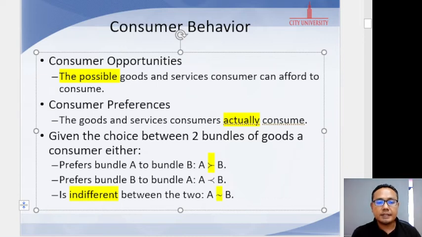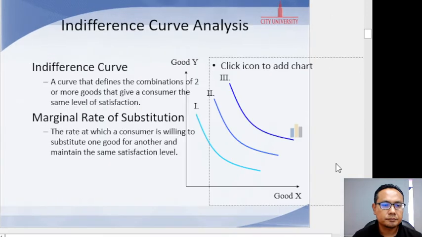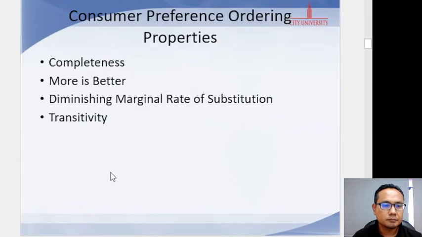The preference ordering is assumed to satisfy four basic properties: completeness, more is better, diminishing marginal rate of substitution, and transitivity. So we assume these four.